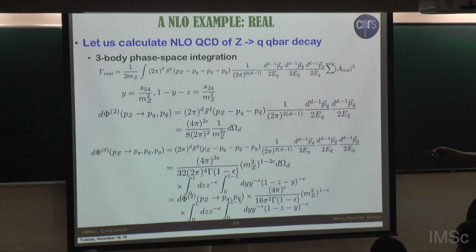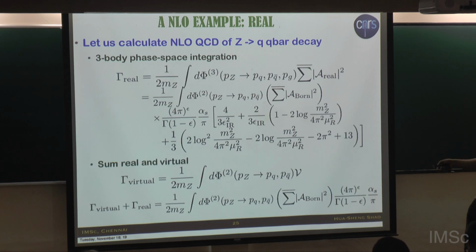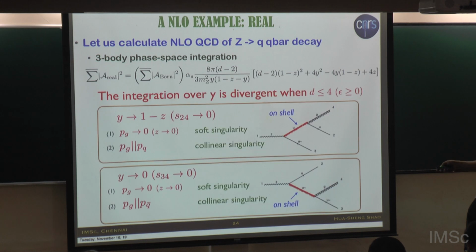Remember that if y goes to 1 minus z, then S24 is 0, right? S24 being 0 means this is unshared. So if y goes to 1 minus z, S24 is 0. If d is smaller than 4, then it will give a divergence. You just integrate these, okay? Integrate dy, okay?